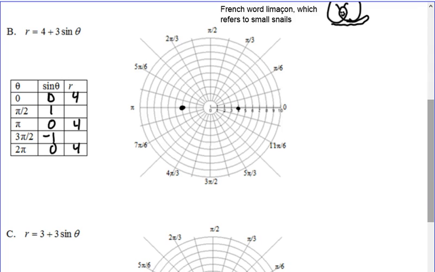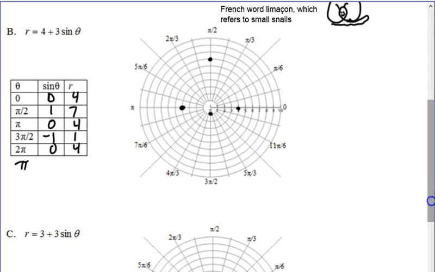Our highest value is 4 plus 3 times 1, which is 7. That's in the pi over 2 direction. 1, 2, 3, 4, 5, 6, 7. And then when we're at negative 1, we'd have 4 minus 3, which is 1. So we're going to be going down 1 in the 3 pi over 2 direction.